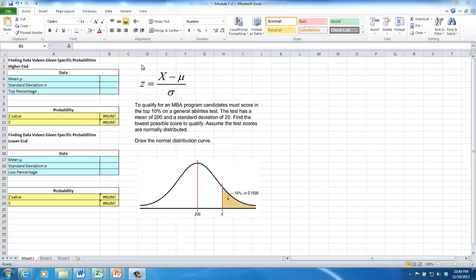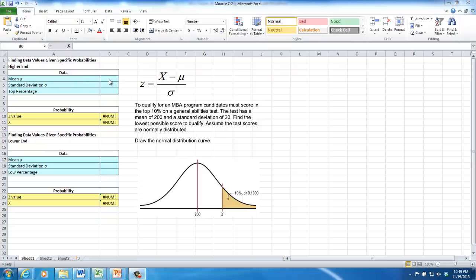Now, there are two types of questions in this category. One, finding the top 10%, the top 20%, and the second one might be the lowest 5%, lowest 2%, lowest 10%. Now at this time we're going to use the higher end because the question is the top 10%.